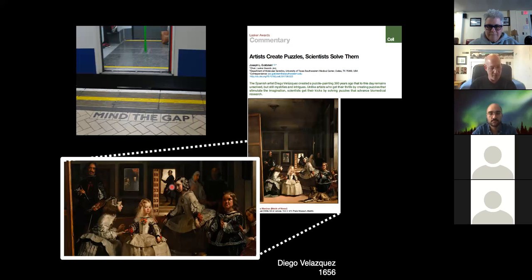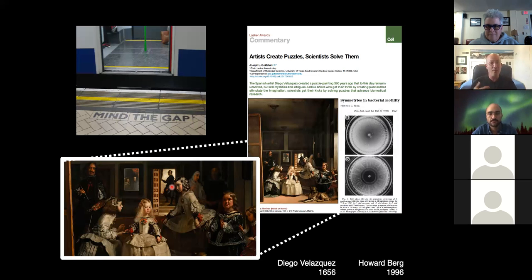And I totally disagree with that statement, because more often than not, we create more puzzles than solve answers. Here's a classic example by one of my heroes, Howard Berg, who studies bacterial motility and chemical communication. In this paper, he took bacteria and just spotted it in the middle. That's it. Take bacteria, spot it in the middle, or another type of bacteria, spot it in the middle. And by manipulating the chemicals in the media, the bacteria naturally would form these amazing patterns without any human manipulation at all. So this was immediately a puzzle.